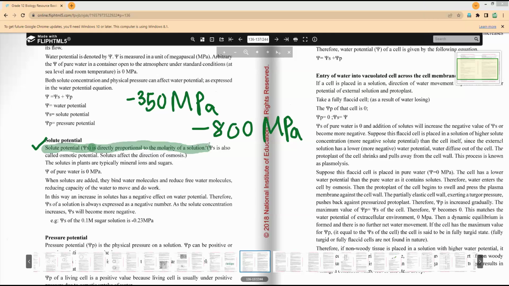Done? Yes, teacher. I want this sentence: solutes affect the direction of osmosis. I'll explain what that means once you're done. Let me know.